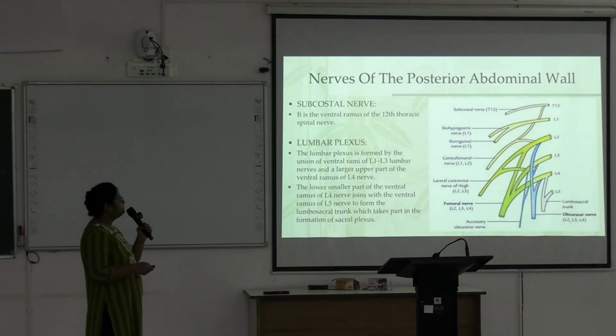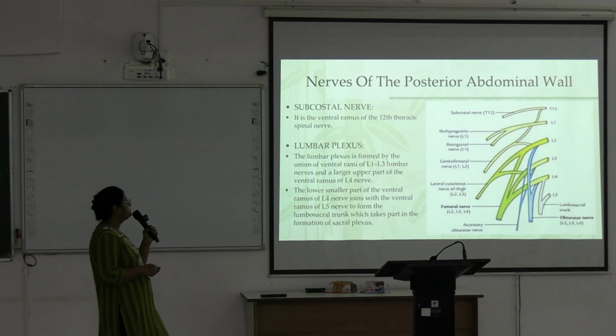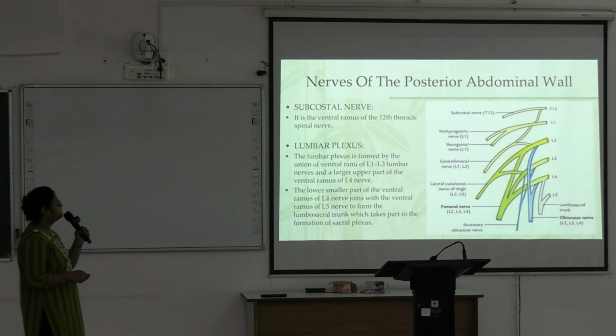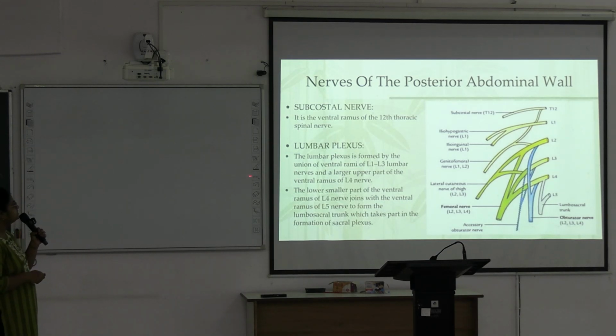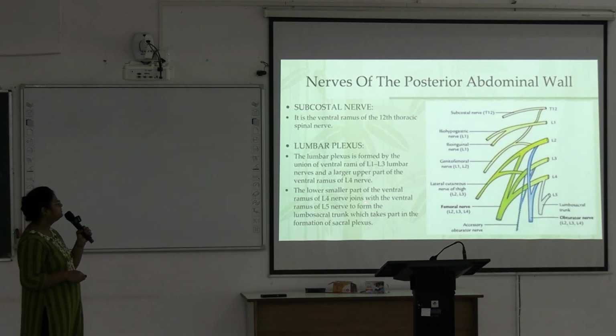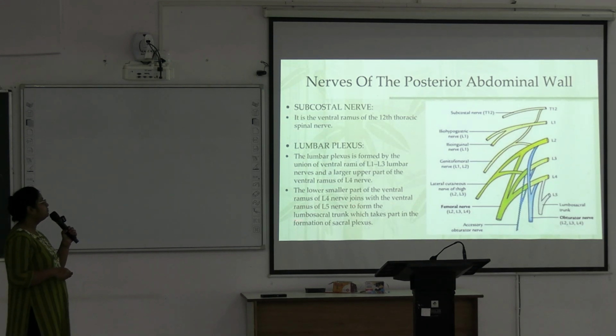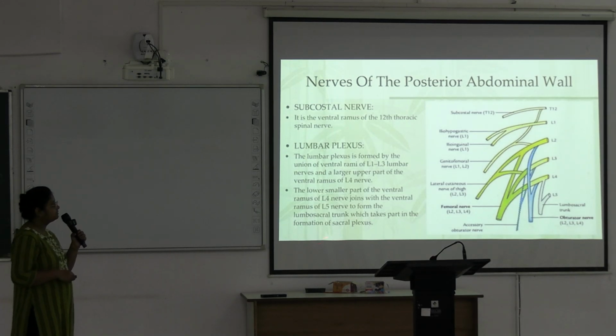Next we go to the lumbar plexus from L1 to L4. The lumbar plexus is formed by union of ventral rami of L1 to L3 spinal nerves and a large upper part of ventral ramus of L4 nerve. The lower smaller part of ventral ramus of L4 joins with the ventral ramus of L5 nerve to form the lumbosacral trunk, which takes part in formation of the sacral plexus.